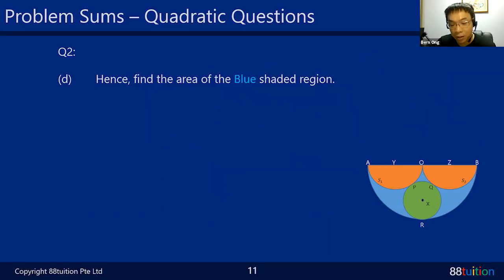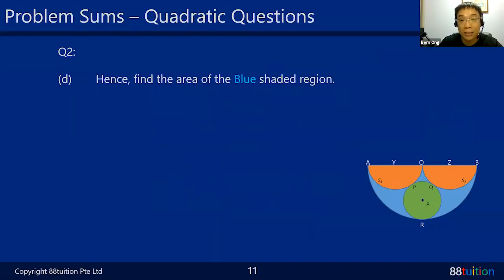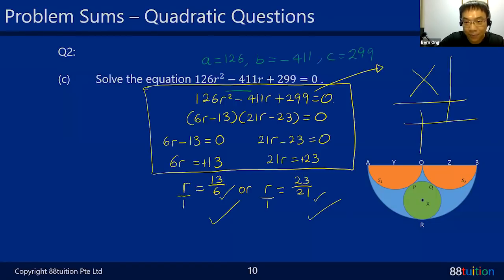Find the area of the blue shaded region. How do you find the area of blue? At this moment, you have to think of your R. Is it 13 over 6 or 23 over 21? You have to make a decision down here in question 2D. So how? Make a decision. Can your R be 13 over 6? You think about it. We have to look at the question.